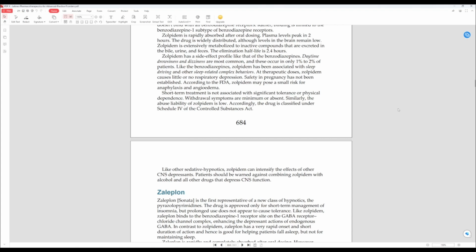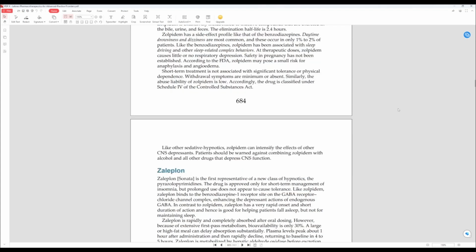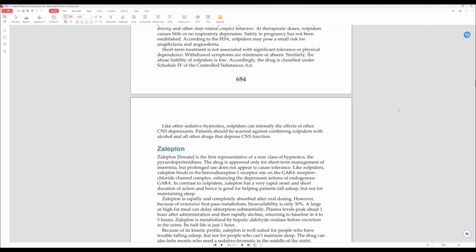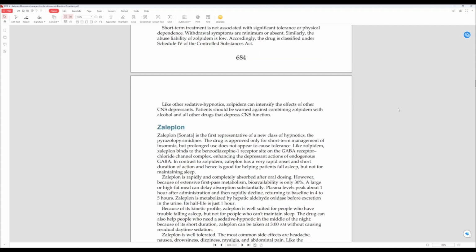Short-term treatment is not associated with significant tolerance or physical dependence. Withdrawal symptoms are minimal at best or absent entirely. Similarly, the abuse liability of Ambien is considered low. Accordingly, the drug is classified as a Schedule IV controlled substance. Like other sedative hypnotics, Ambien can intensify the effects of CNS depressants. Patients should be warned against combining Ambien with alcohol or other drugs that may depress CNS function.